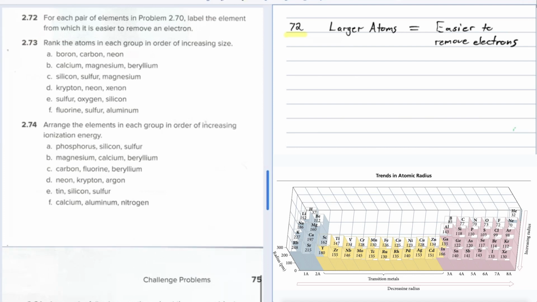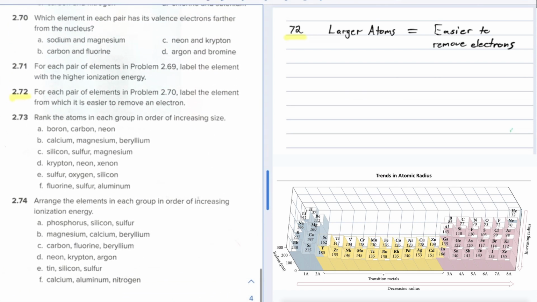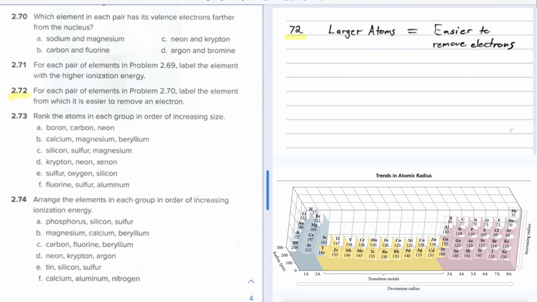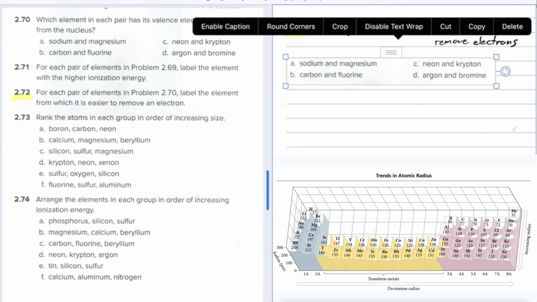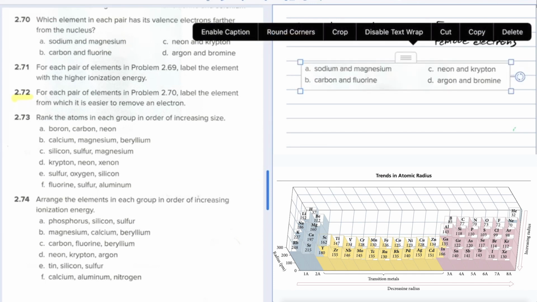Problem 72 says, for each pair of elements in problem 70, label the element from which it is easier to remove an electron. So going back to 70, let's just copy these pairs right here, and then paste them. So there they are, and let's leave those right there.